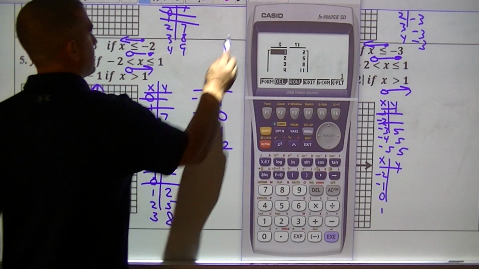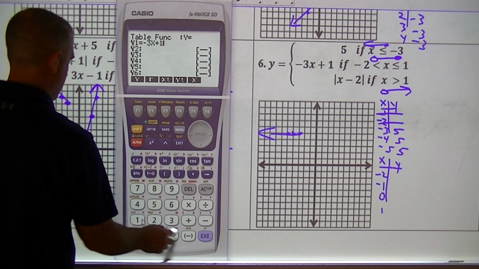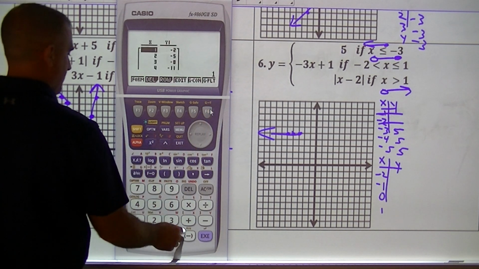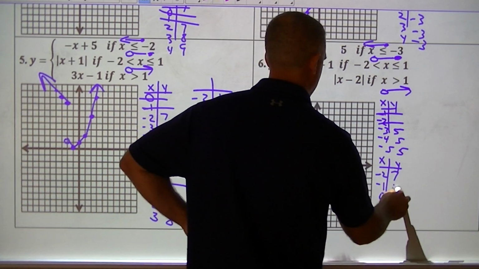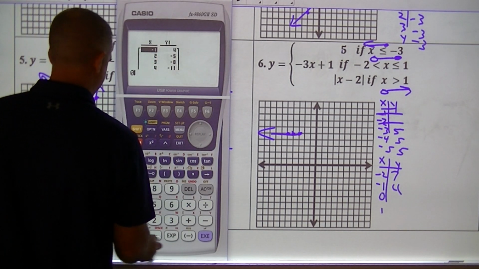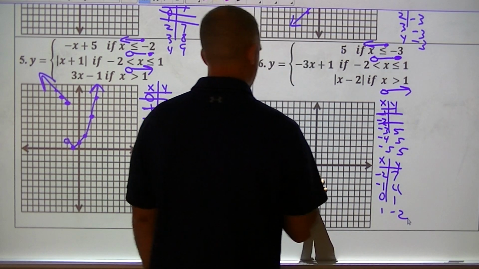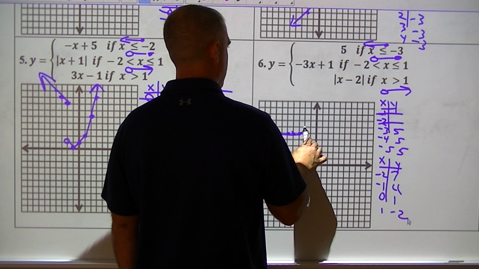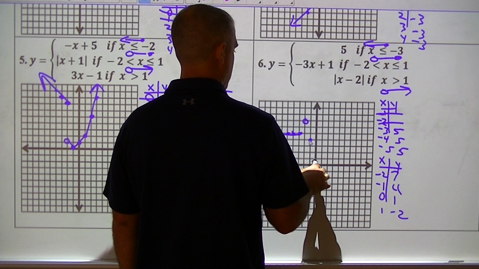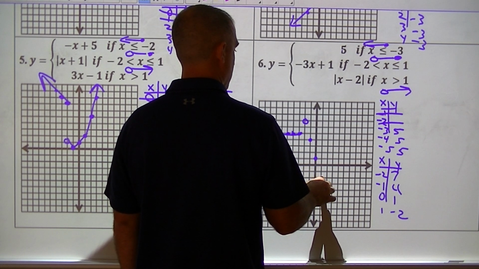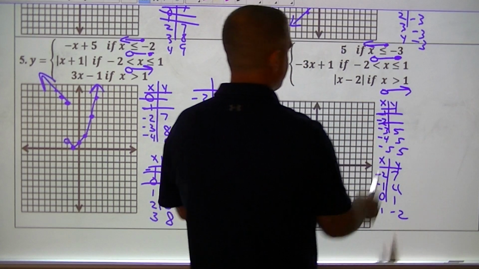All right, and that's going to be -3x plus 1. All right, so -2 is 7, -1 is 4, 0 is 1, 1 is -2. All right, once again, no arrows. Okay? And then this last one, now this is important.